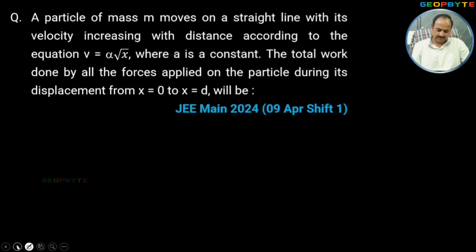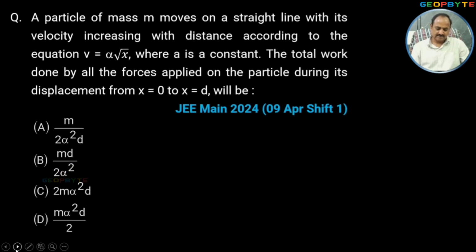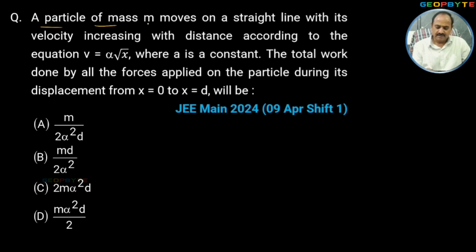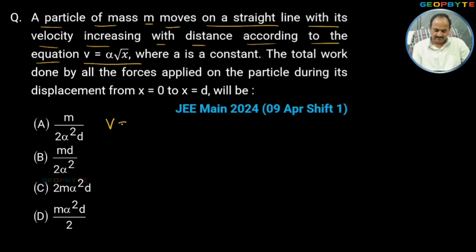Similarly, let us take another question. It is asking like this. A particle of mass m moves on a straight line with its velocity increasing with the distance according to the equation v equal to alpha root x. Velocity is given in terms of displacement, alpha into root x, where alpha is constant.